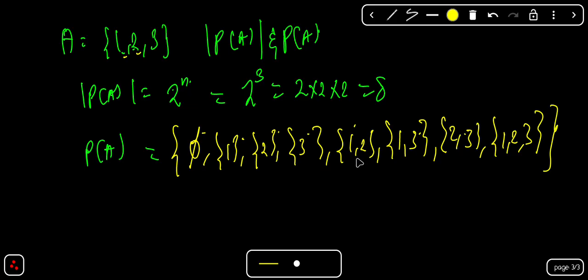You'll be wondering, why can't we write {2, 1}? If we write {2, 1}, that's a repetition, because {1, 2} and {2, 1} are equal. {1, 3} and {3, 1} are equal, and {2, 3} and {3, 2} are equal. So we don't need a repetition. That is why we have all these, and we have 8 total subsets. Those are the power set we have, and the cardinality of the power set is 8.